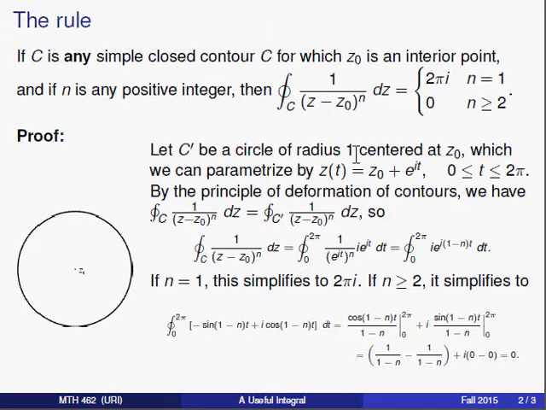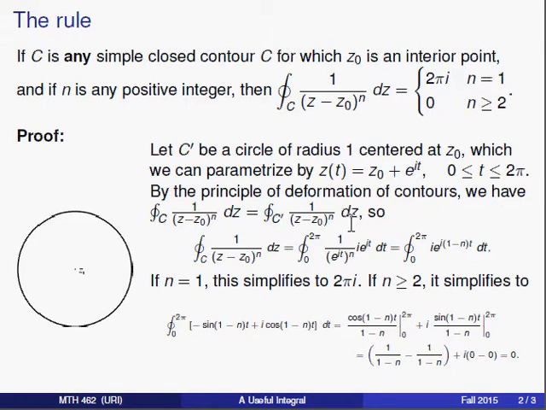We're going to make use of the principle of deformation of contours. We're going to recall that the function 1 over (z minus z naught) to the nth power is analytic everywhere in the complex plane except at the point z equals z naught itself. And so if I were to define a new contour, C prime, to be just the unit circle centered at z naught, then I know that the value of this integral should equal the value of this integral. You can justify that for yourself.